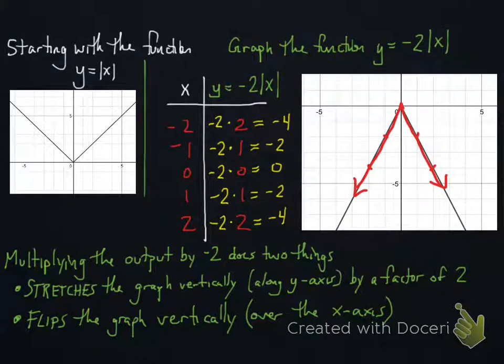Multiplying the output by negative 2 does 2 things. First, it stretches the graph vertically, meaning away from the x-axis by a factor of 2, because we doubled all of the y values. Second, it flips the graph vertically, meaning over the x-axis, and this is because of the negative sign.